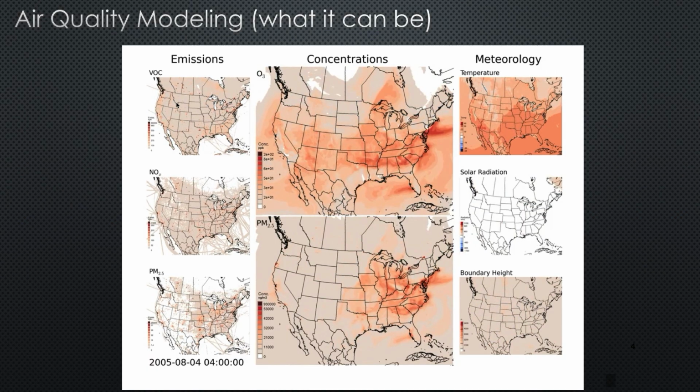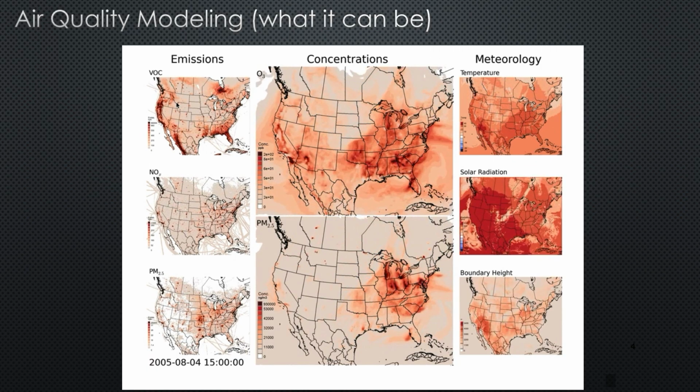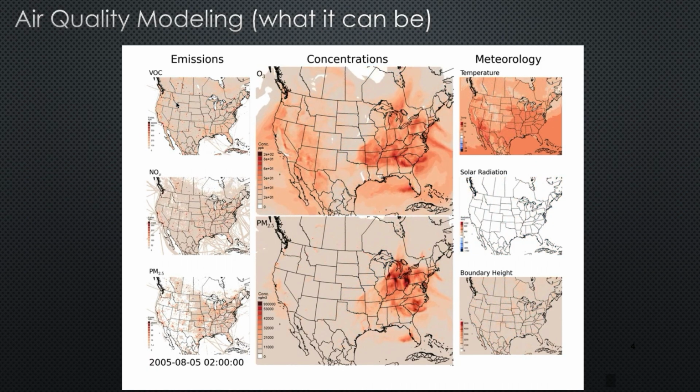Right? So these are complicated models. They're difficult to run for a number of reasons. There's a lot of processes that need to be represented. They're computationally intensive. There's a couple other reasons that I'll get to in a second. But this is kind of the work that I do, something like this.